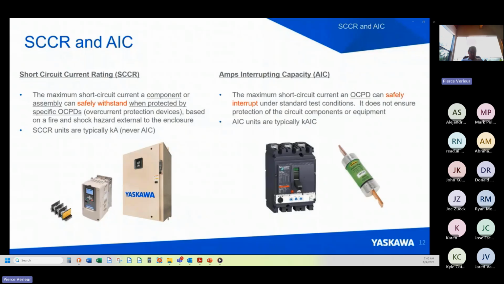Okay, then we have amps interrupting capacity. Amps interrupting capacity is the maximum short circuit current that an overcurrent protective device itself can safely interrupt. So you see on the left-hand side, SCCR is safely withstand. On the right-hand side is safely interrupt.